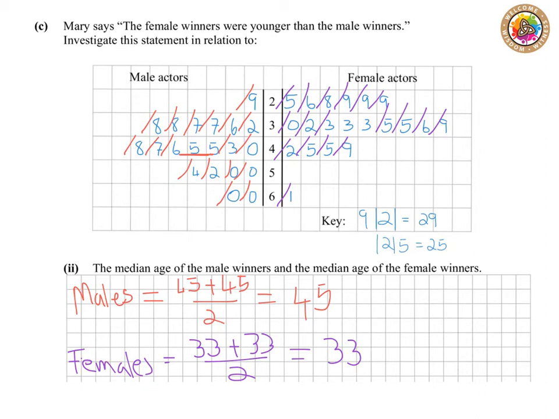So again, Mary had said up here that the female winners were younger than the male winners. We saw in the last part that it was true for the mean, but here we can also see that it is a true statement for the median. So true for median, and I'll just put a little tick there to say that it's true.